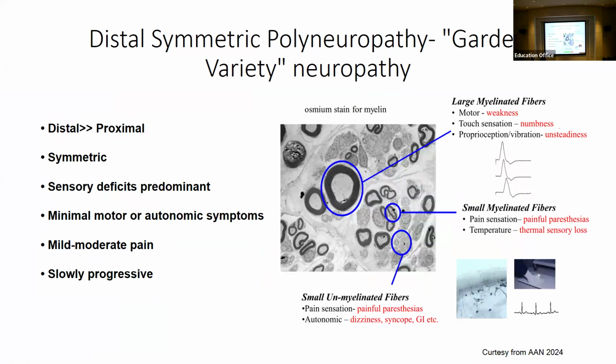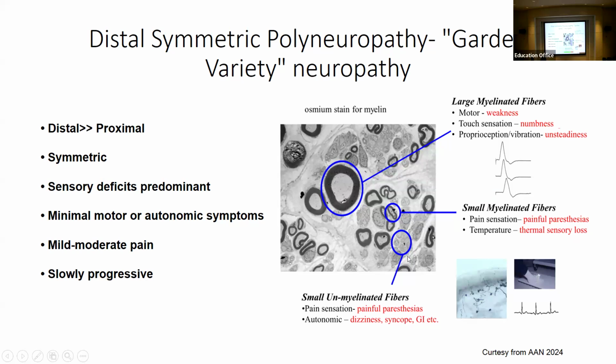Okay, the first and the most common one, we call distal symmetric polyneuropathy. It is also called garden variety neuropathy. It has several features here. You should be able to know this. It usually affects more distally than proximally. And the symptoms are symmetric. And patients will have predominant sensory deficits with very minimal motor or autonomic symptoms. Patients can have mild to moderate pain, and in general, it is slowly progressive.